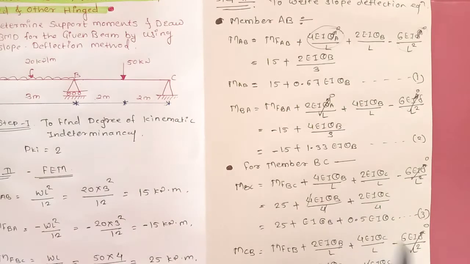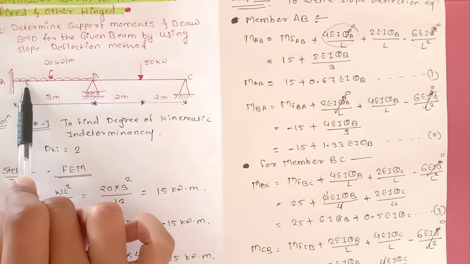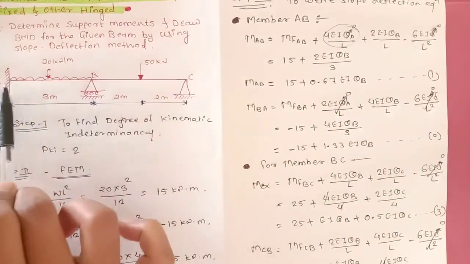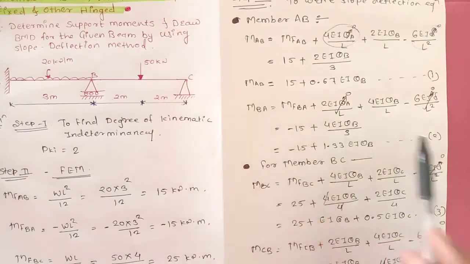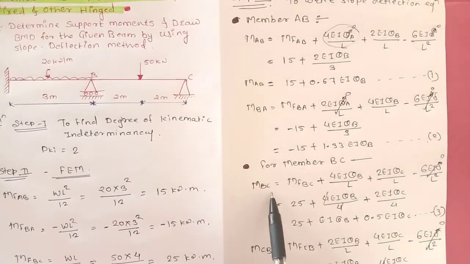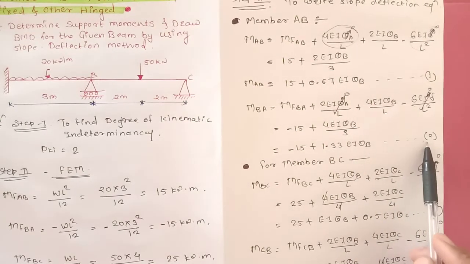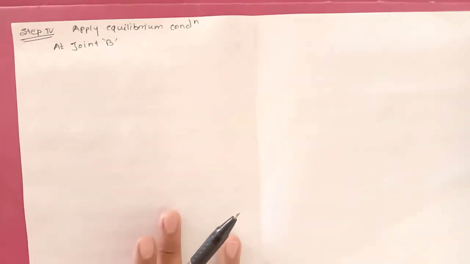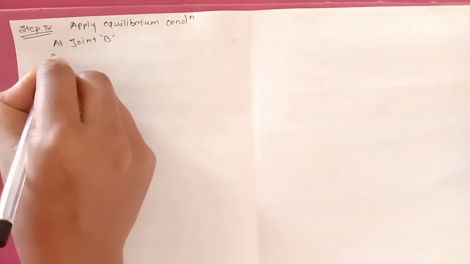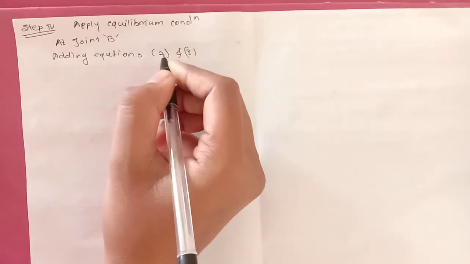You can see here, for joint B, the BA member and the BC member act. The slope deflection equation for member BA is equation number 2, and for BC the equation is number 3. So we add these two equations, number 2 and 3.